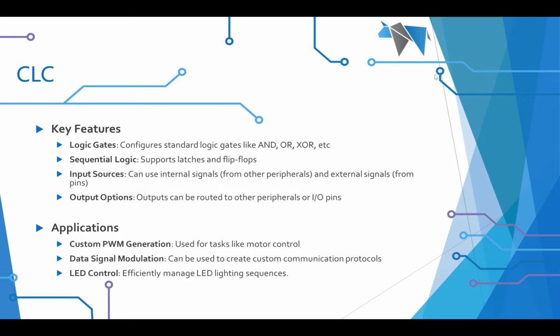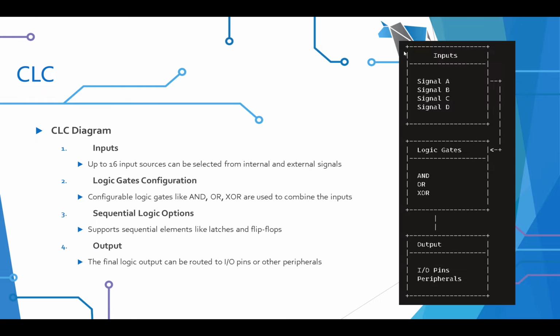You could generate a custom pulse width modulation signal, which I've done many times for LEDs like the WS2812, for instance. That has a custom signal, and I can generate that from CLC. You can do DSM, or data signal modulation. You can just create your own protocol. You can use it for LED controls as well, and I've used that extensively in major projects.